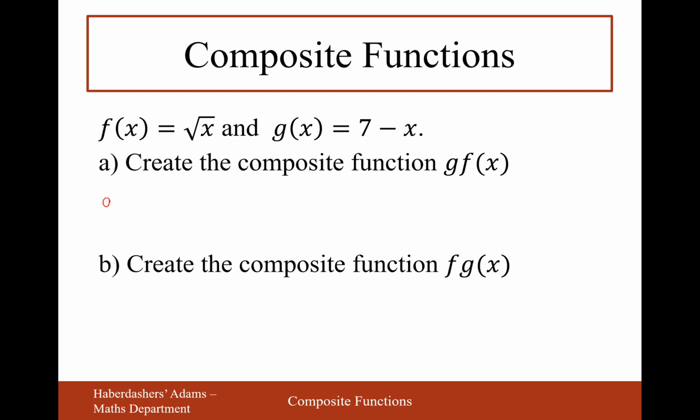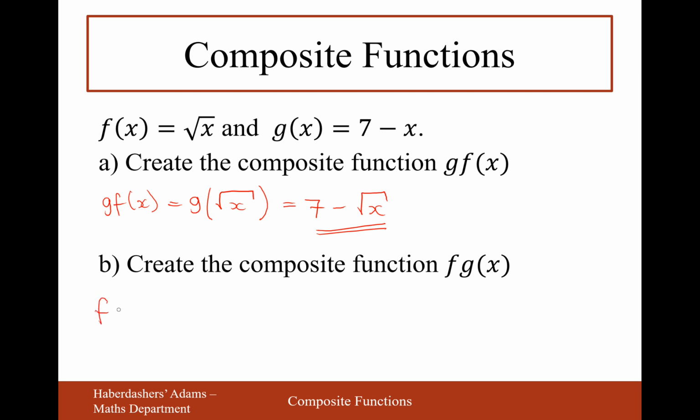Okay, so gf of x. So gf of x I'll write down. Then I'm going to write down g, and I'm going to do the f function first, because f is nearest to the brackets, and f is the function square root of x. Then I'm going to replace x with the square root of x in the g function. I'm going to put this algebra into the g function. So it's going to be 7 minus the square root of x. And there we are, that's the answer.